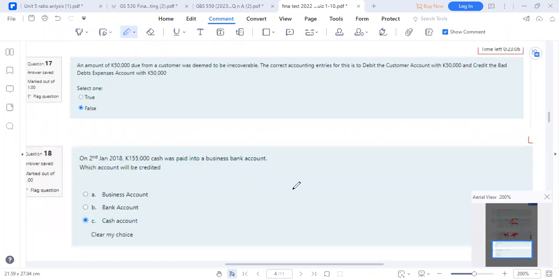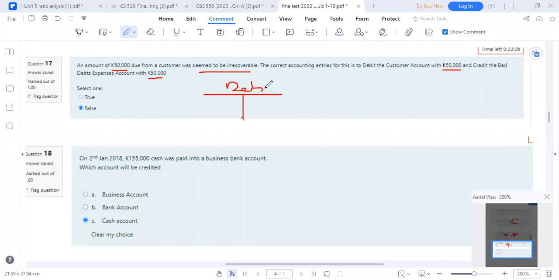So an amount, we are told that an amount of 50,000 due from a customer is deemed irrecoverable. So this is correctly written as follows: you debit the account of the customer with 50,000, then we credit bad debts with 50,000. This is not true. So the person we're deeming irrecoverable is a debtor.